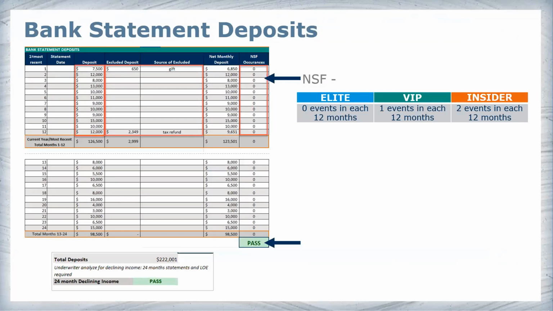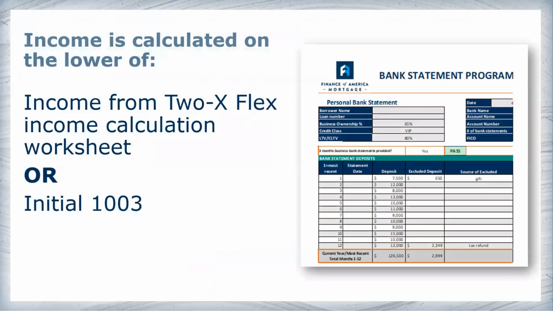Also, the number of NSF events must be entered, so you can see where that goes. Based on the credit class and the number of events, you will receive a pass or a fail. If the loan receives a fail, you may be able to downgrade the credit class to make it work. So again, work with your account manager, your FAM account manager, and they can help you through the process.